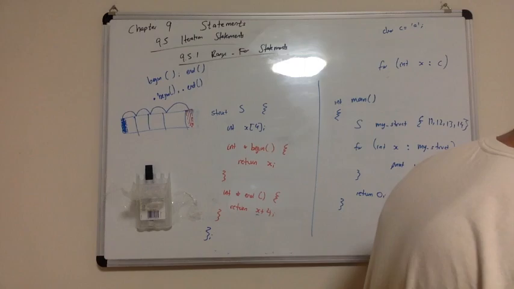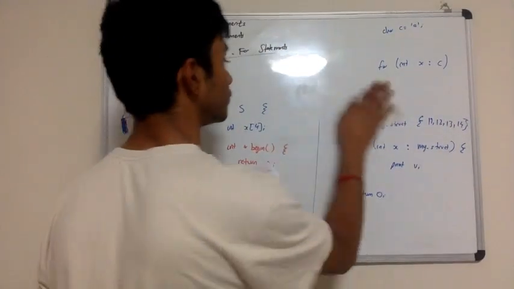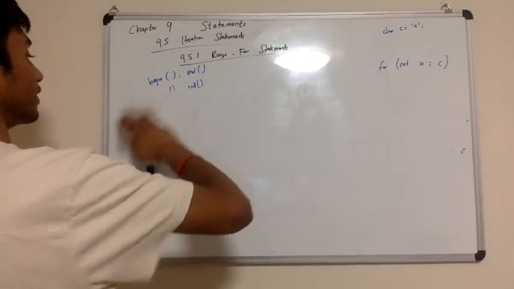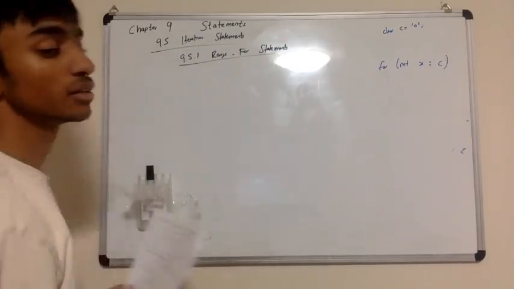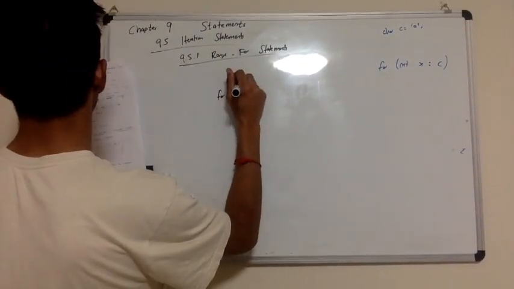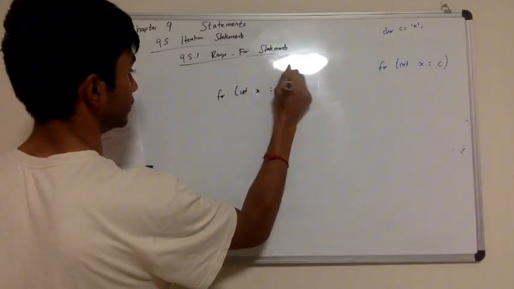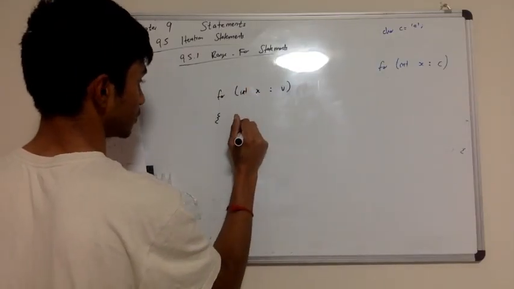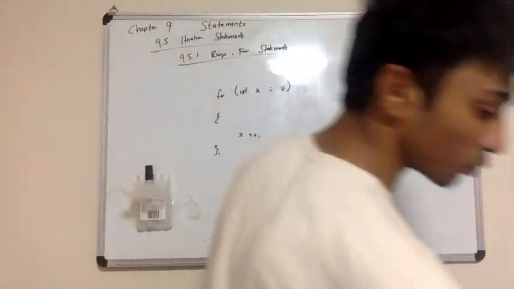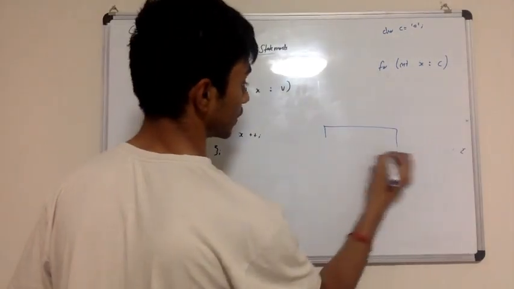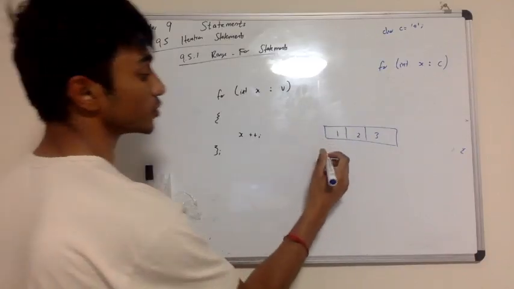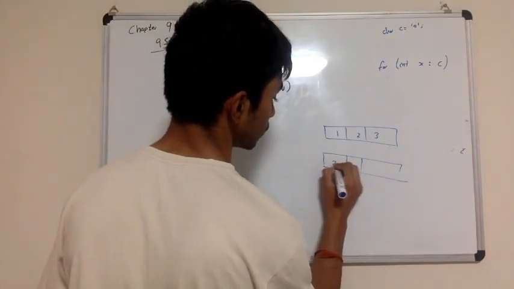Okay, so in the same discussion, talking about these range for loops, or range for statements, imagine you want to modify values in the vector. So you have something like for int x colon v, and you say x plus plus. The goal you have is, imagine if the vector, so v is a vector here, originally looked like this, 1, 2, 3, you want to increase each value by 1. So you want the vector to now become 2, 3, 4.